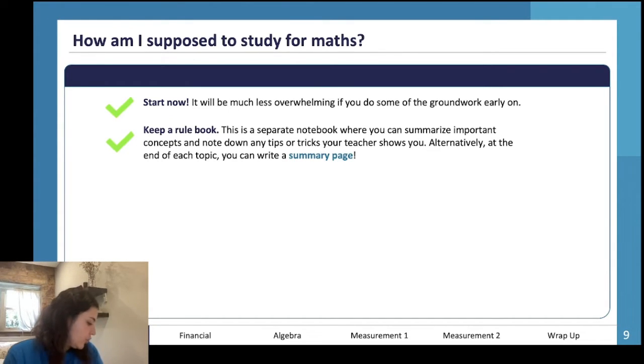This is super, super important. I'm just looking to see if I have it here, but a rule book or a summary sheet book is what I would recommend. Now, some people like to have a little notebook that they take to class, and they write a squared plus b squared equals c squared, Pythagoras' theorem, in their book at the end of class.